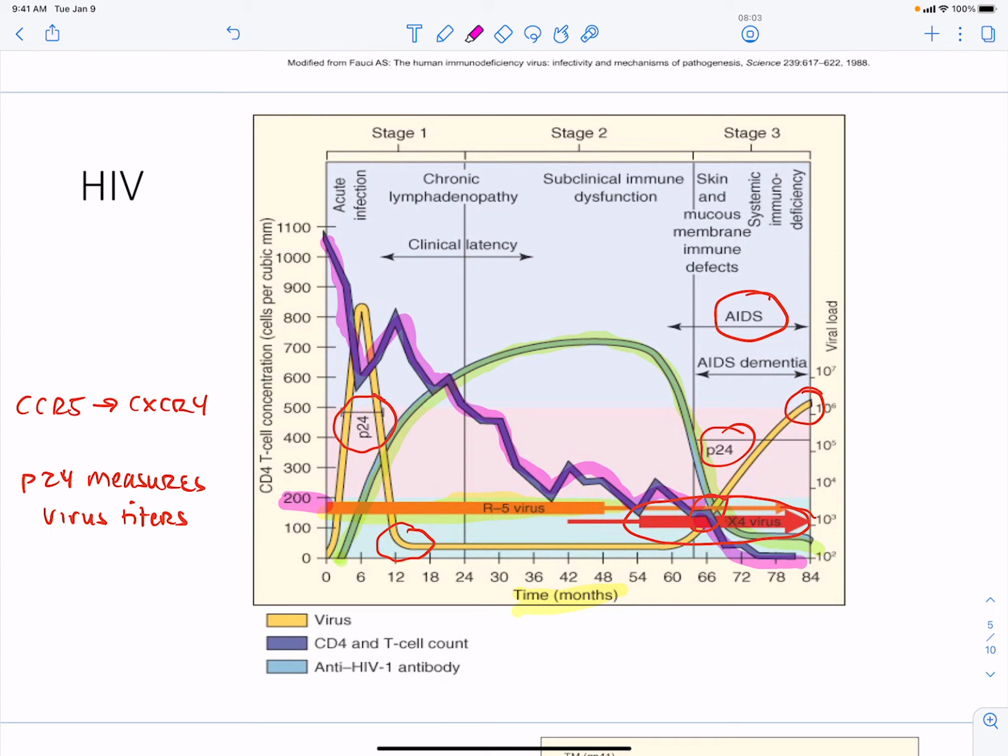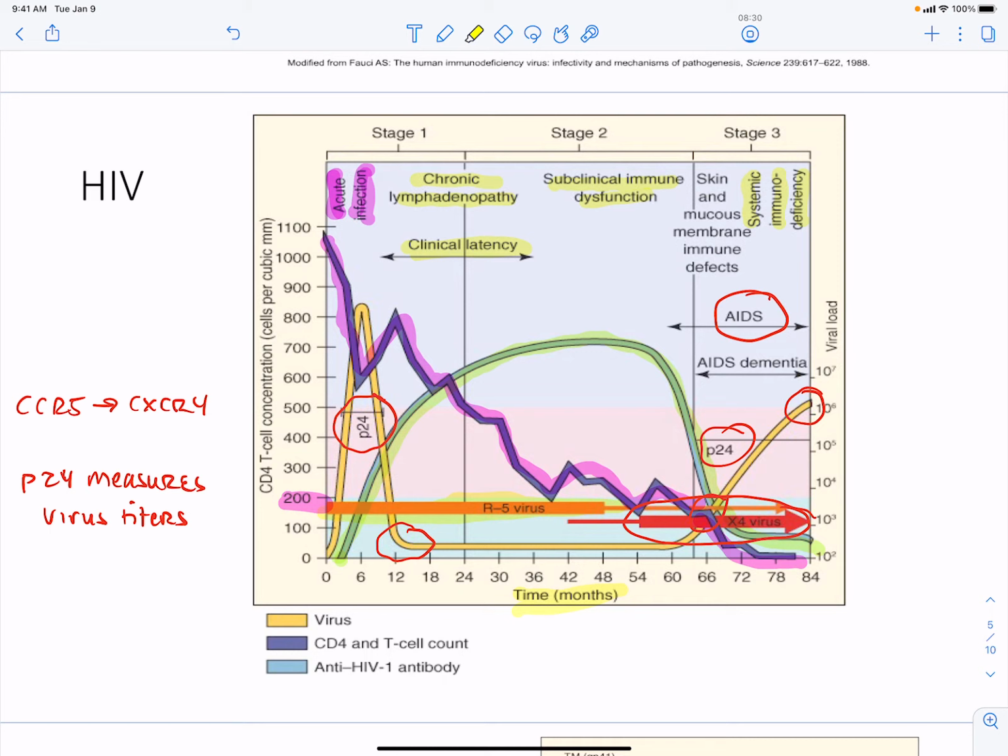And so up here, you have an acute infection, and this is going to be followed by chronic lymphadenopathy, latency, where the virus is sort of below limits of detection. You have subclinical immune dysfunction. Again, the virus is still under check, under control. And then you're going to get systemic immunodeficiency, and this is where you lose control and you progress towards AIDS.